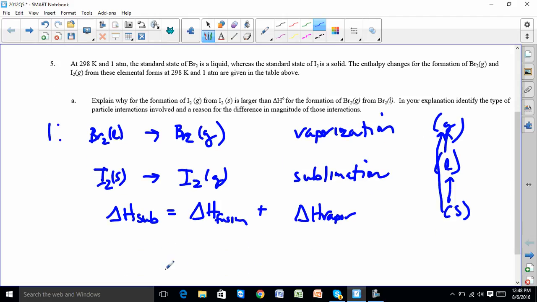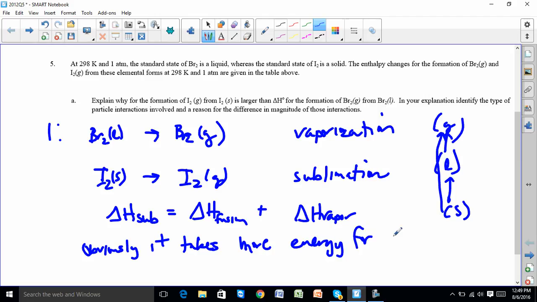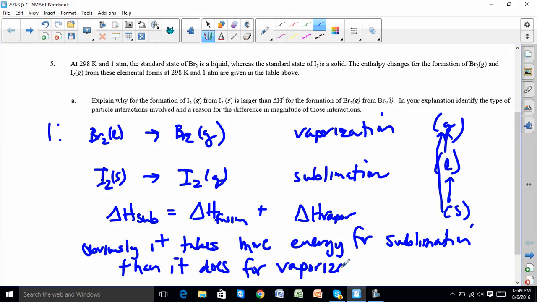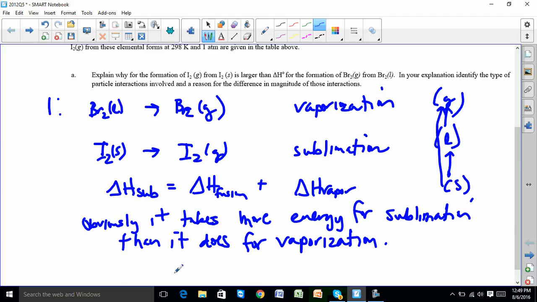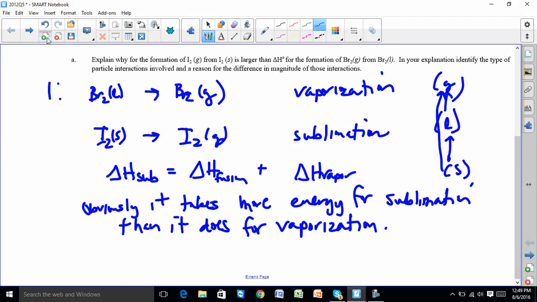So one of the answers they would take, which is probably not the answer that I would have given, is that obviously it takes more energy for sublimation than it does for vaporization. That's the first answer.